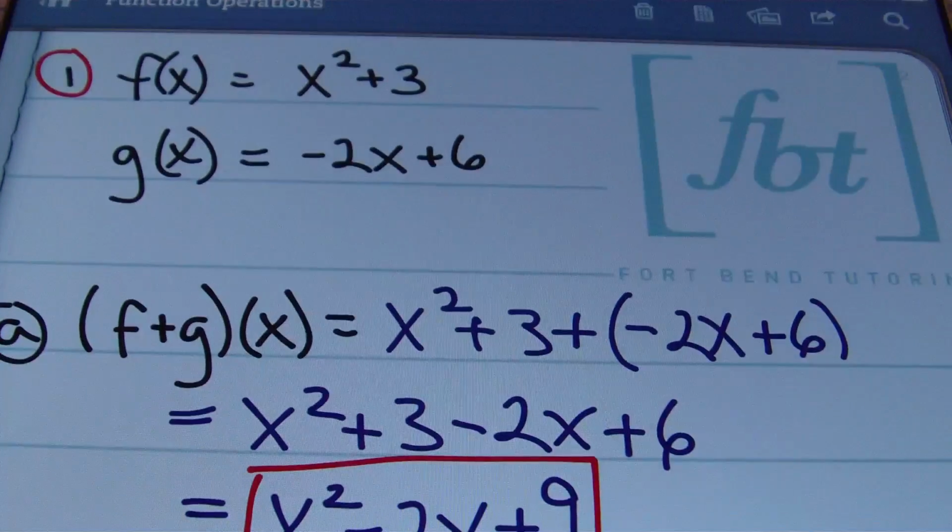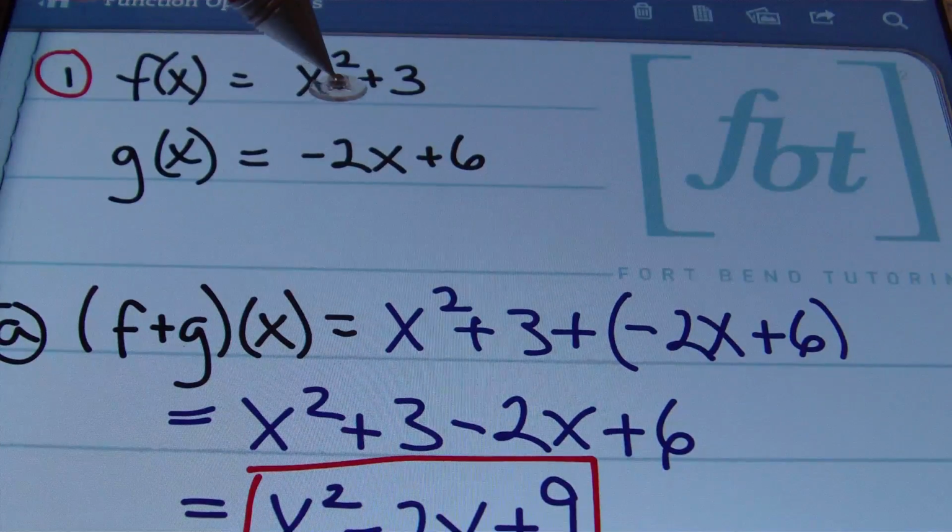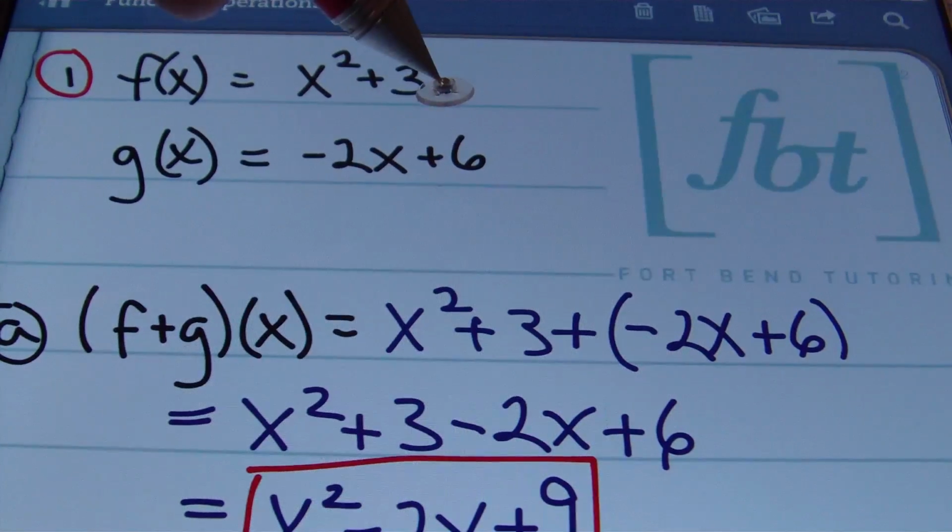Then let's check out g of 3. So plugging in 3 into our second function for g, we'll have negative 2 times 3, which is negative 6, and then negative 6 plus 6, well, those are additive inverses.